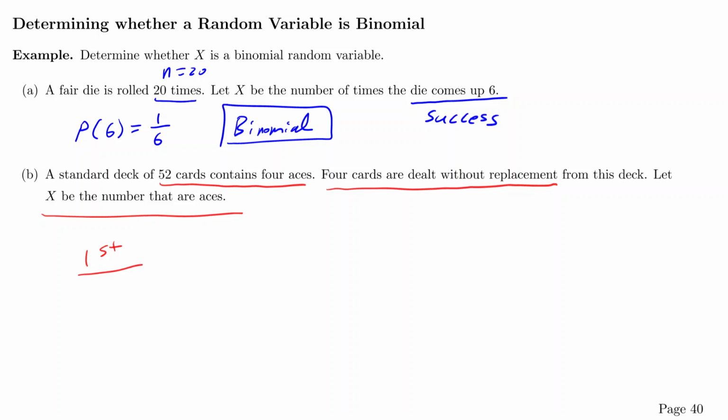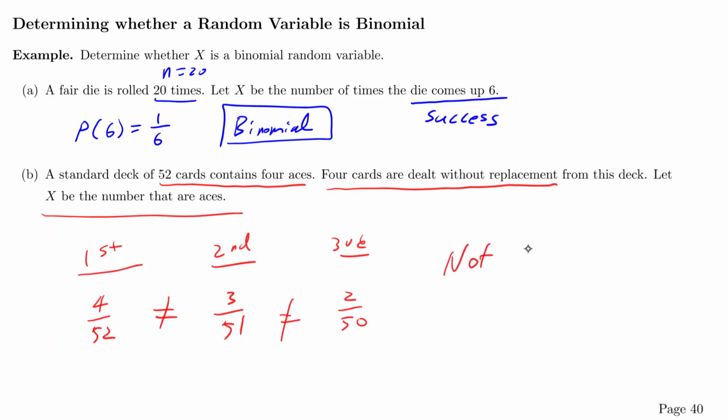draw, or first deal, the probability of getting an ace: there are a total of 4 aces, so it's 4 out of 52. But for the second trial, getting an ace will be 3 out of 51. And they're not the same probability, right? And of course, for the third, it will also be different. Getting an ace on the third will be 2 out of 50, which is also not the same. So therefore, this is not binomial.